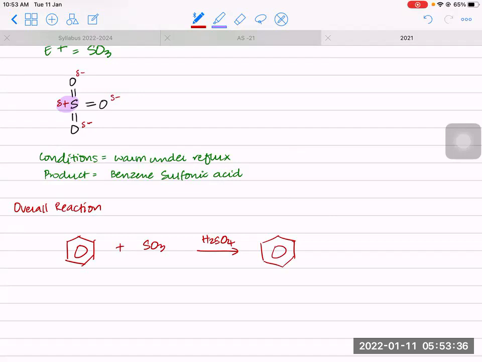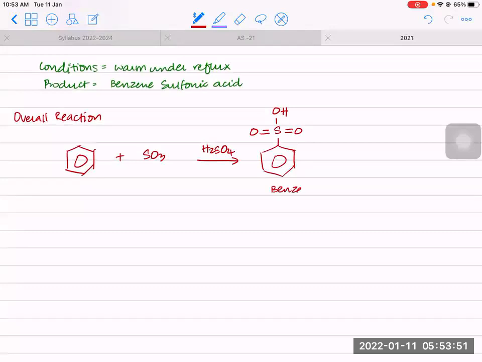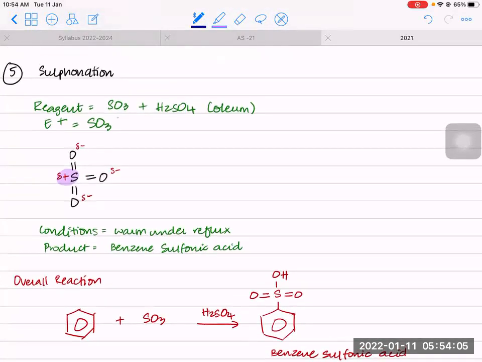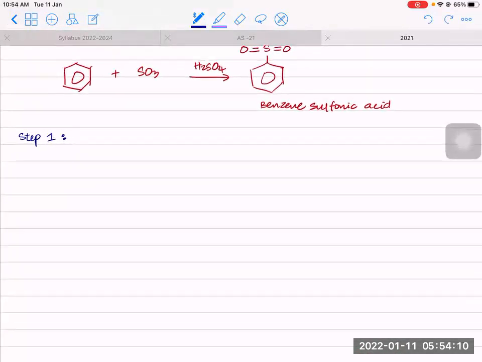Now, what is benzene sulfonic acid? I'm showing it here because there's more space. So this is benzene sulfonic acid. The two of the O's stay as they are, and one of them becomes OH. So this right here is benzene sulfonic acid. Clear? Now let's see the steps of electrophilic substitution. Now you don't need to make the electrophile because it's already in the form of an electrophile. So you don't need to generate it.